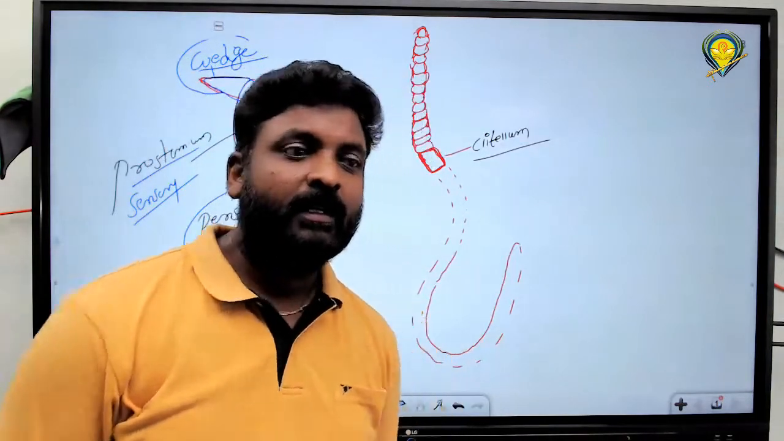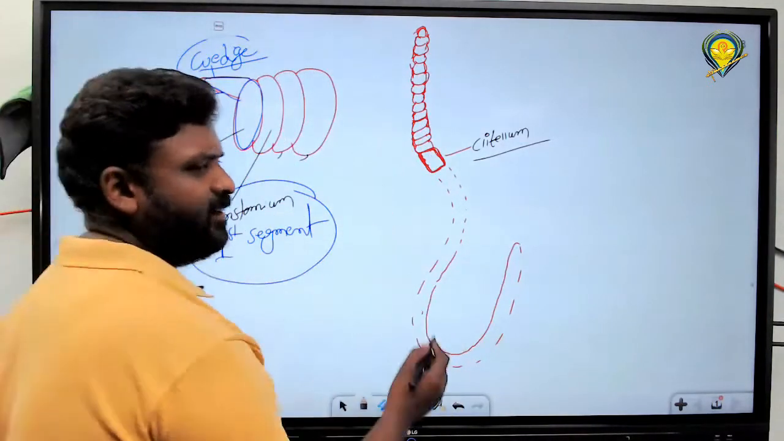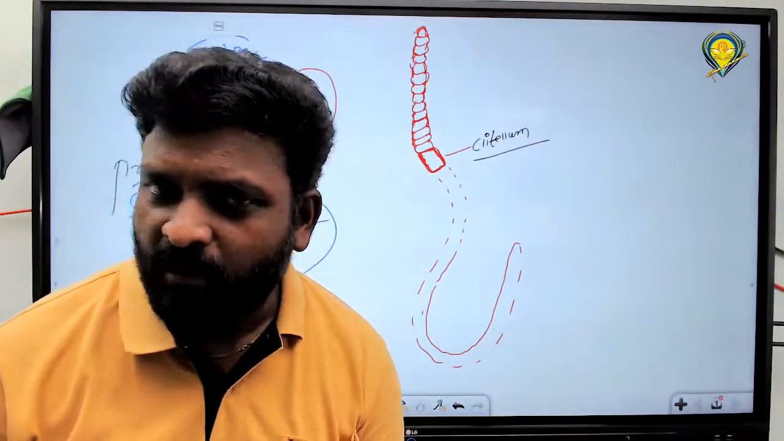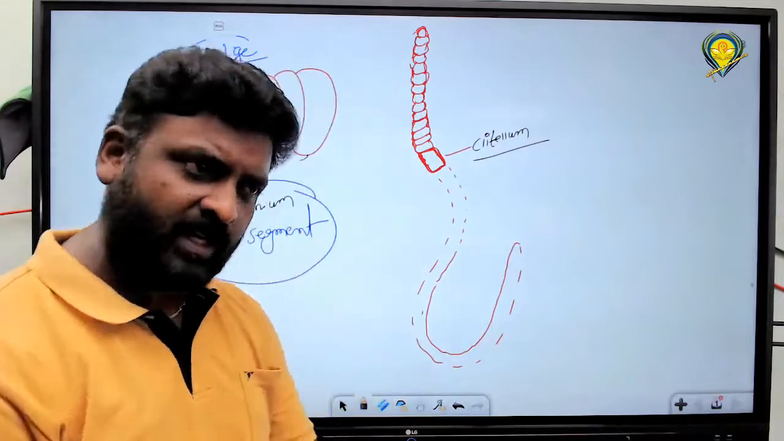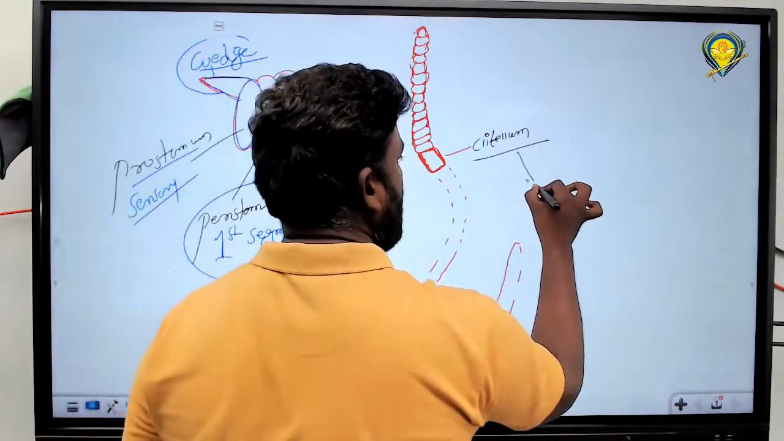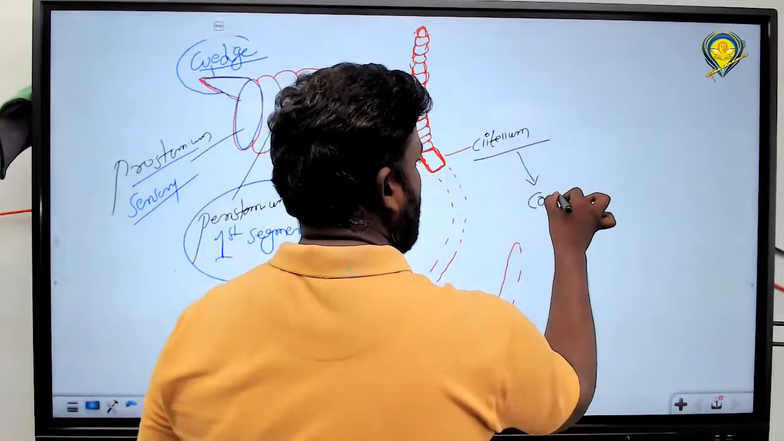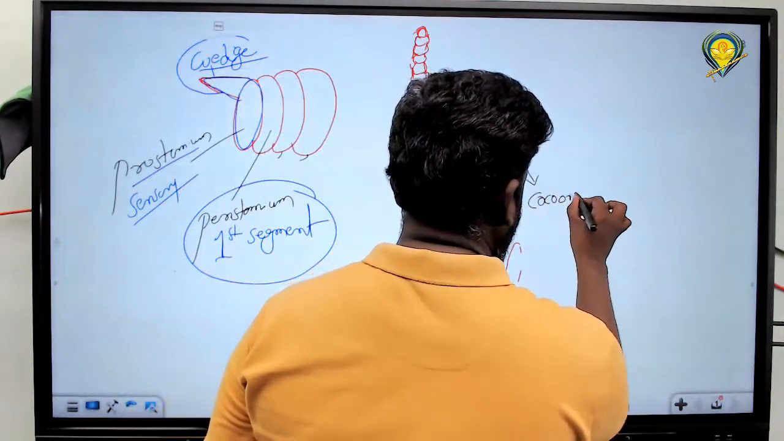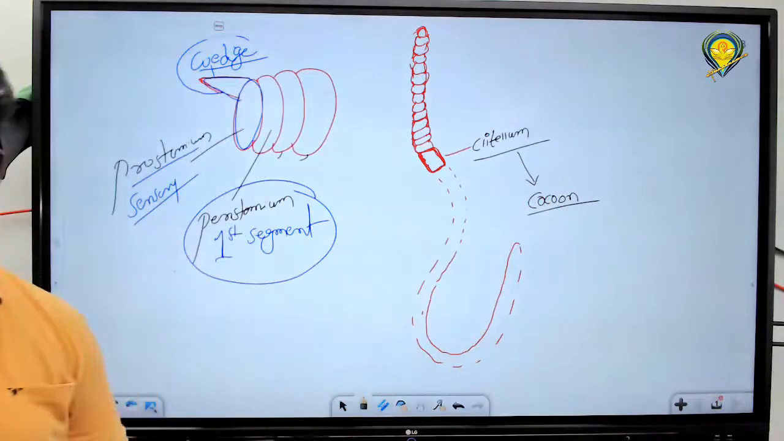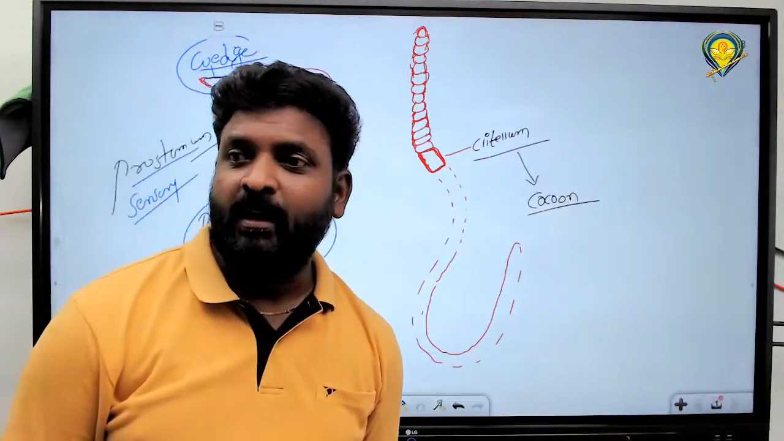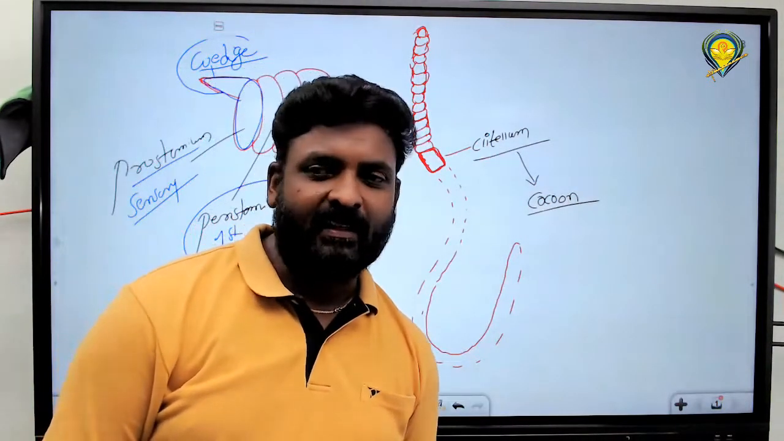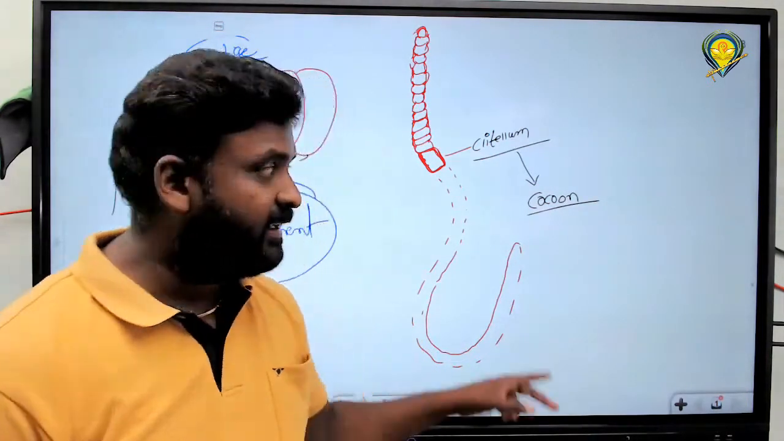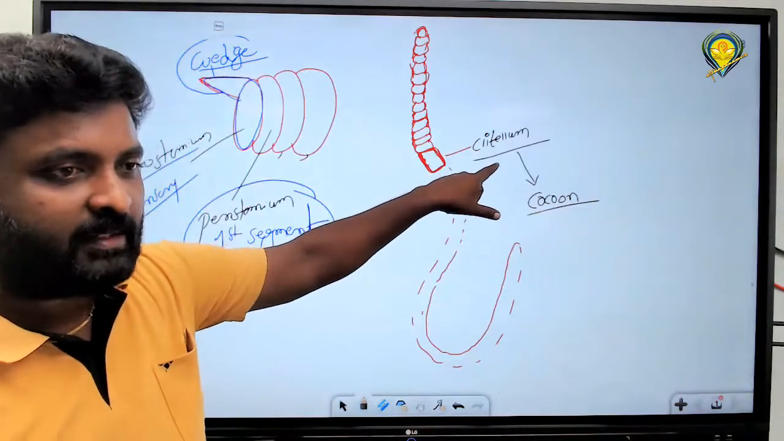Clitellum. It's a glandular. Glandular means it secretes something, right or wrong? Gland secretes something, right? That secretion is called what? Cocoon. Cocoon means egg case. Egg case is secreted by what?